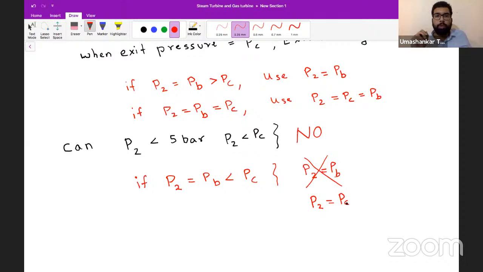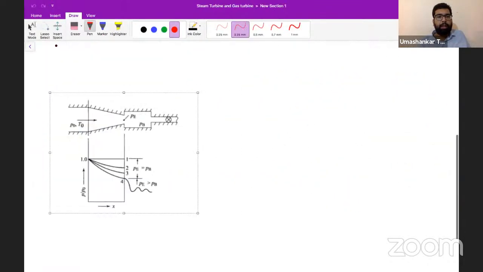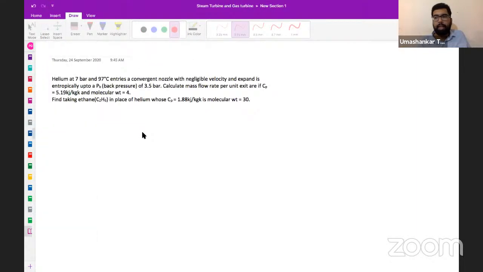So when to use exit pressure equal to back pressure, and when to use exit pressure equal to critical pressure. Is that clear or not? It will be more clear after our question. So let us have one question here.